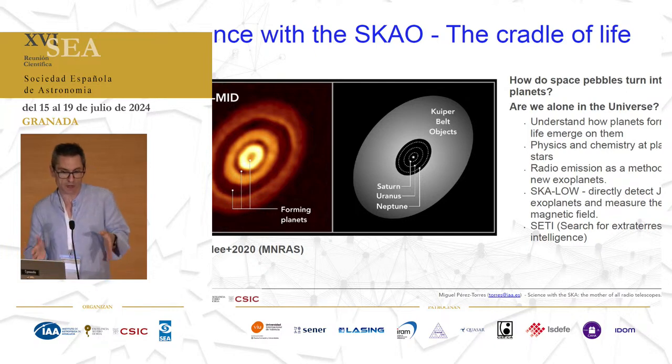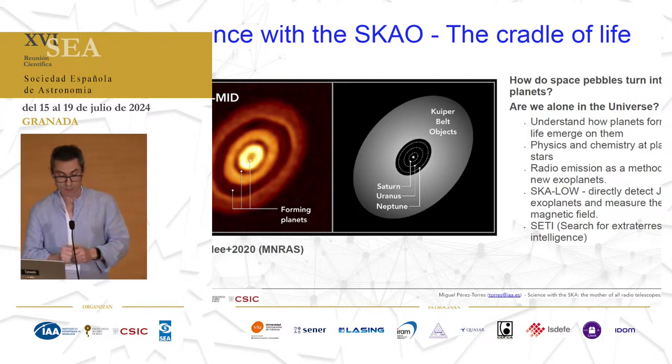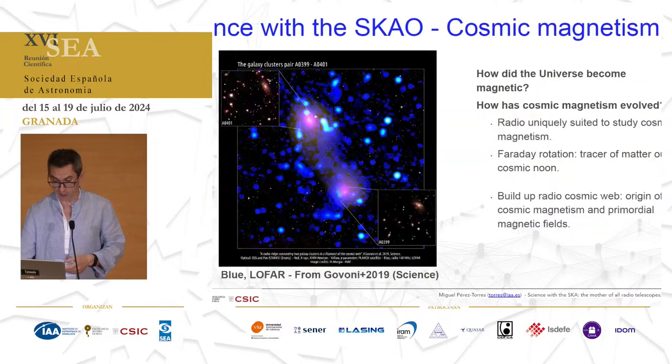So there is a very active group, the SETI, Search for Extraterrestrial Intelligence. Topics like direct detection of Jupiter-like planets, and measuring the magnetic field will be possible at SKA Low. This is not possible now. This will be possible with SKA.